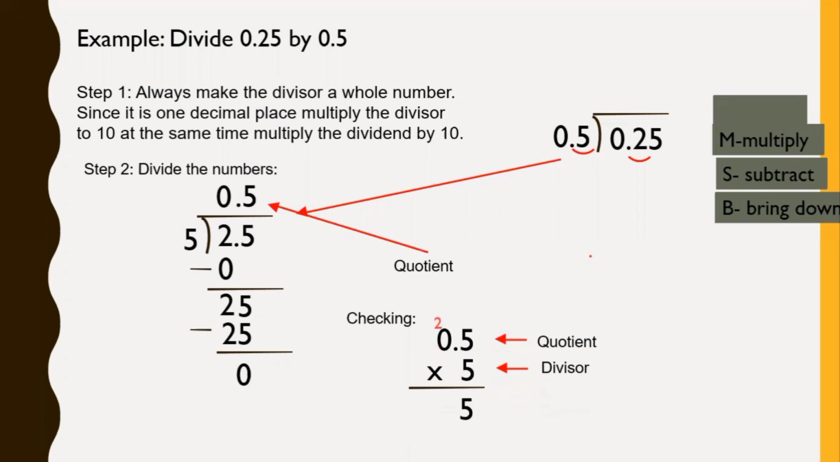We have 5 times 5 is 25, carry 2. We have 5 times 0 is 0, plus 2 is 2. So this is our dividend. But we should write the decimal point here. So here in our quotient, we have 1 place decimal here. So we need to move 1 place from here, 1 place. So the answer is 2 and 5 tenths. So that is the same with the dividend here. Now let's continue with the next example.